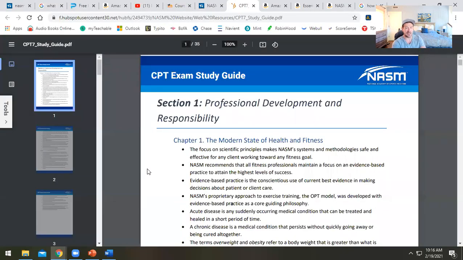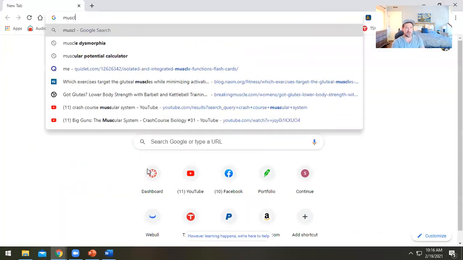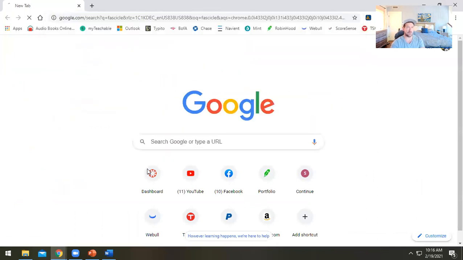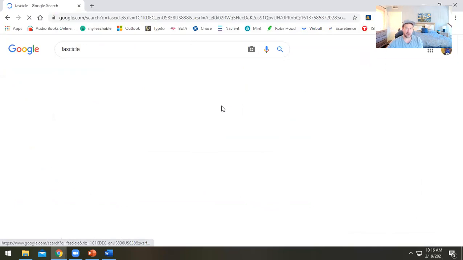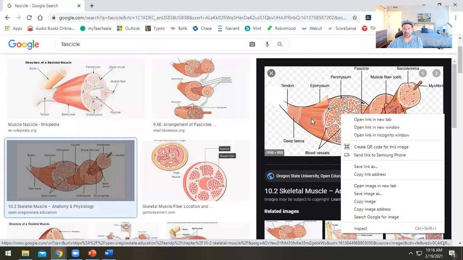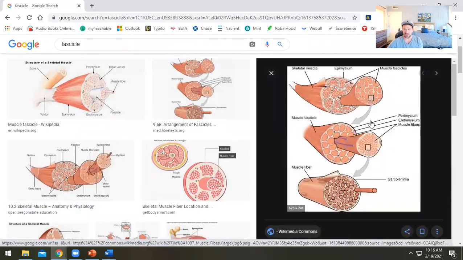So if we look at a muscle, actually, no, I want to look up a fascicle. So when we look at a fascicle, you can see it's actually going to look like this.